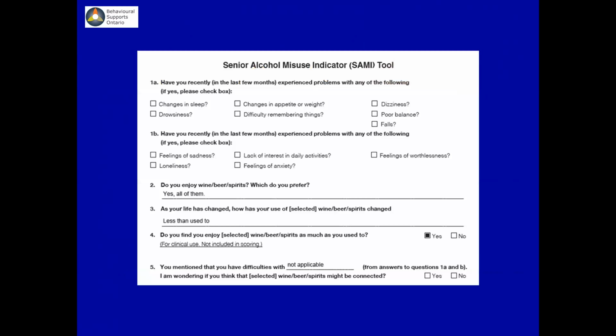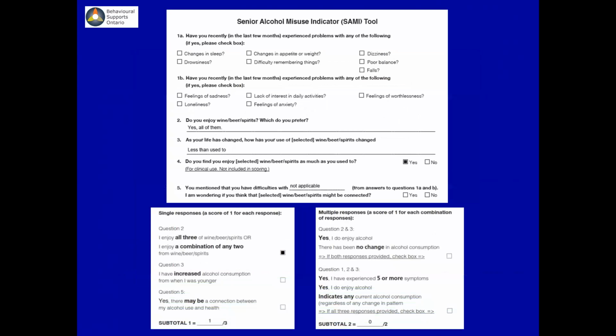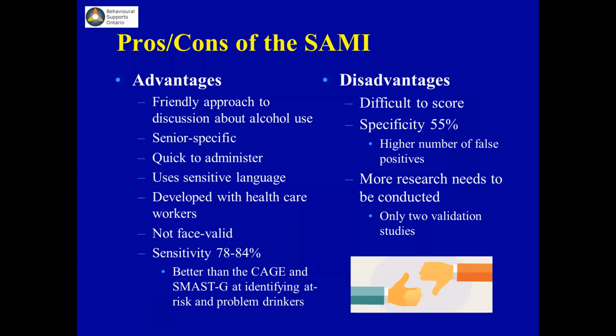And then the last question isn't applicable because he didn't endorse any symptoms, and so that remained blank. So this is a gentleman with very low insight, it seems, a poor historian, and he's still able to score positive on the SAMI because he said that he enjoyed all of wine, beer, spirits. So that's this soft, gentle way to identify someone, that individuals who like all of wine, beer, spirits, or a combination might be at risk. And that's what the data in our validation study showed. So he did score positive for that.